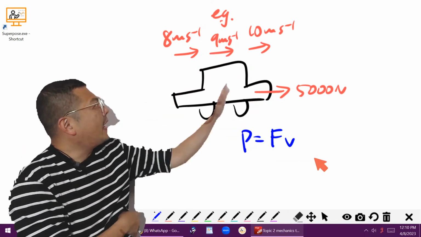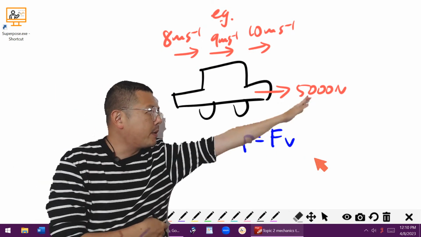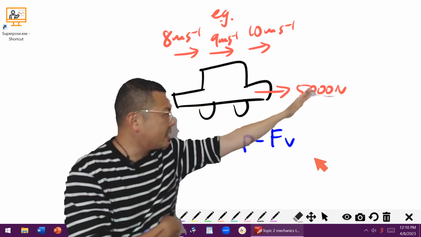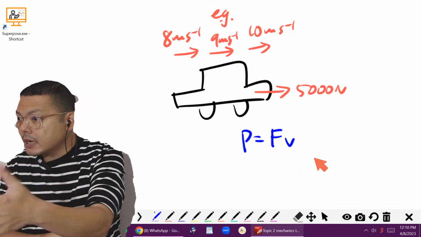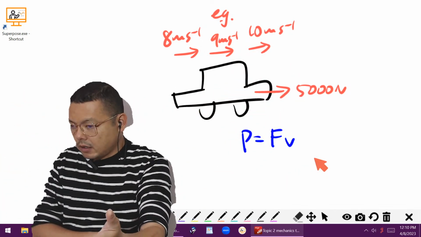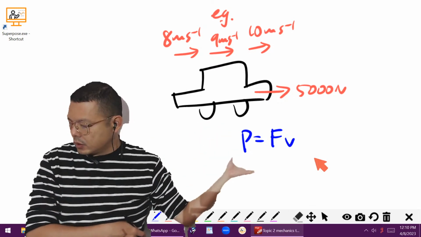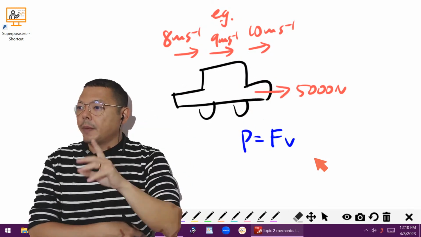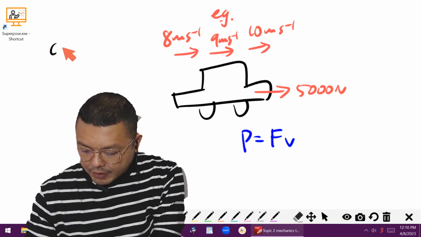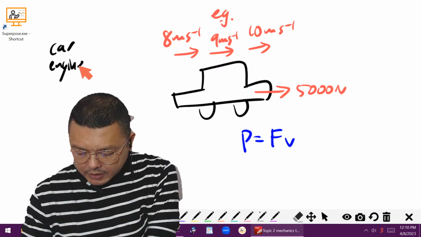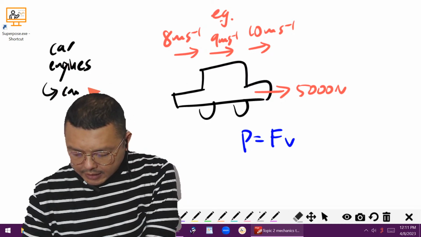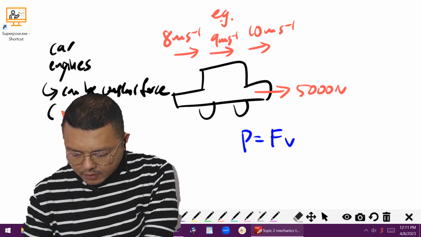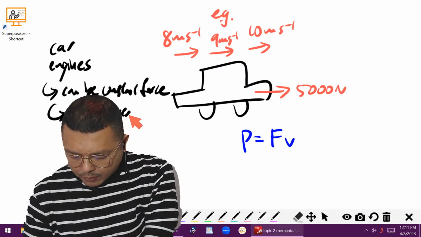Let's say you want it at 8 meters per second, you just sub in the 8, then it will be 5,000 times 8. If you want it at 9, then it's 5,000 times 9. If you want it at 10, then it's 5,000 times 10. The power is increasing, which makes sense because, in order to get faster and faster, the power of the car must increase. So maybe you write down on one side: car engine can be constant force or constant power.